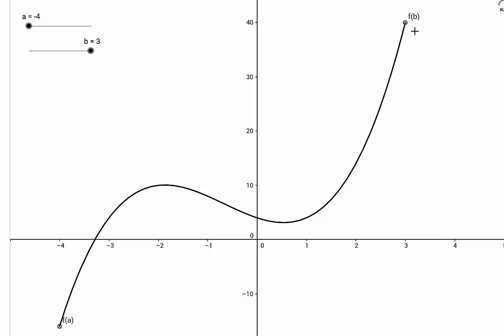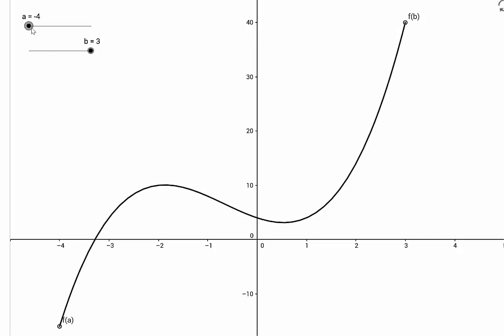Same thing happens on the other end when we look at B and f(B). Since this is open, we can get arbitrarily close to the value of B. We can get arbitrarily close to the value of f(B), but we can't ever actually get there, so we never actually get to a maximum or a minimum.